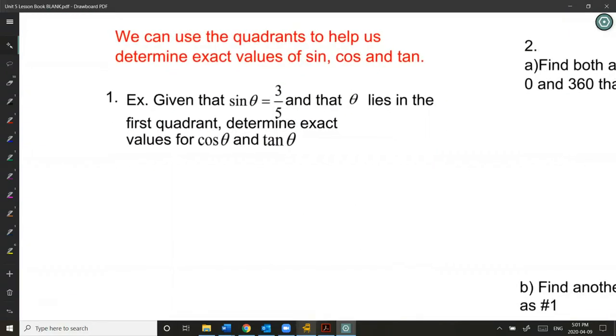Okay, so we're going to use this idea here. Yesterday we went from angles to the ratio. Today we're going to think about ratios and how we can get angles, or set up exact values of cos and tan without necessarily even needing to find the angle. So given that sine of theta equals 3 over 5, or the opposite is 3 and the hypotenuse is 5, and that theta lies in quadrant 1, determine the exact values for cosine and tangent.